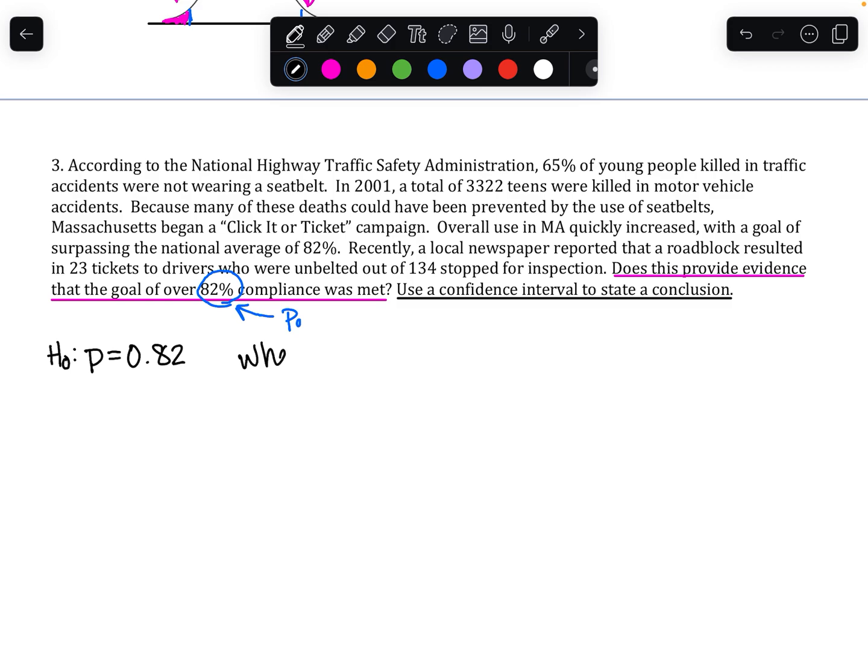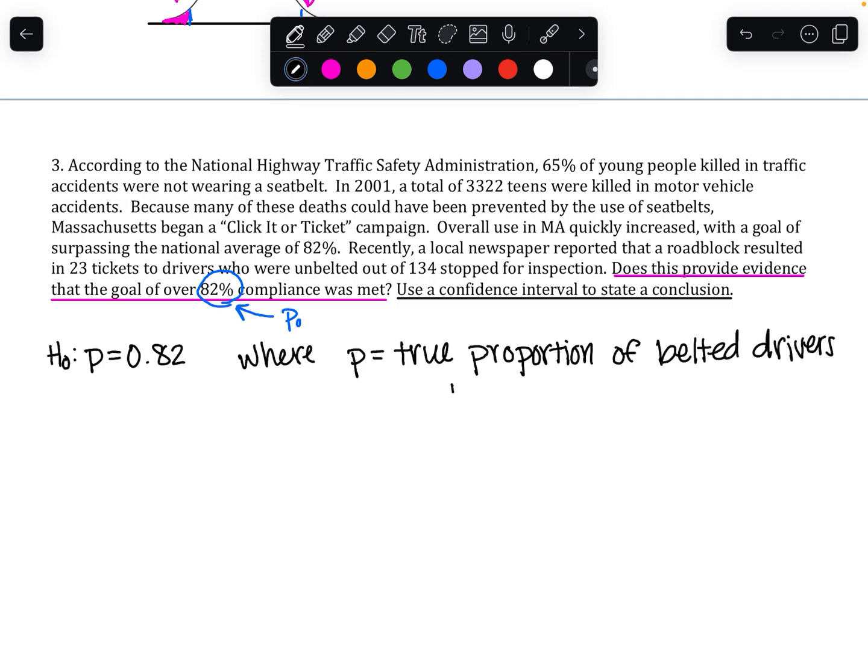Where, what does P represent? P is the true proportion of belted drivers in Massachusetts. Okay, then our alternative, what are we really trying to show? That the goal of over 82% compliance was met. So our alternative would be that P is greater than 0.82.